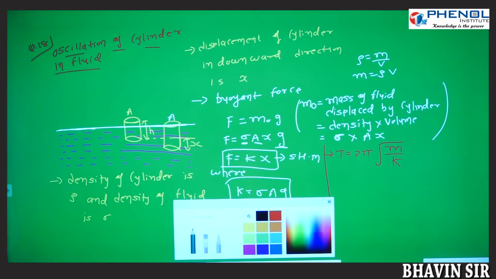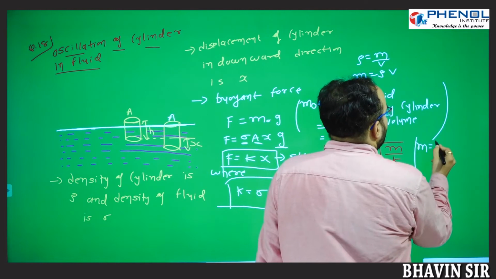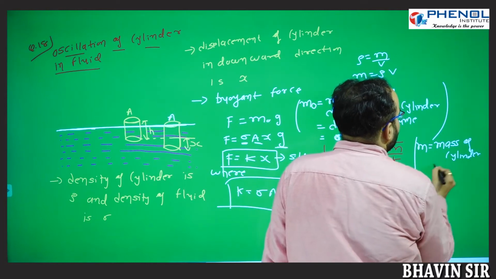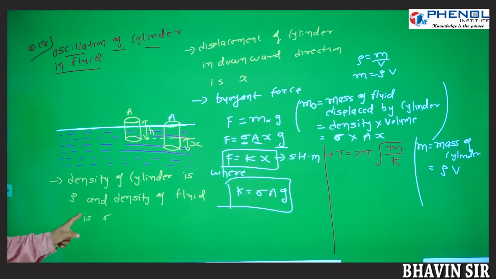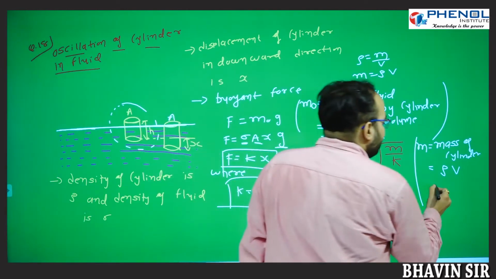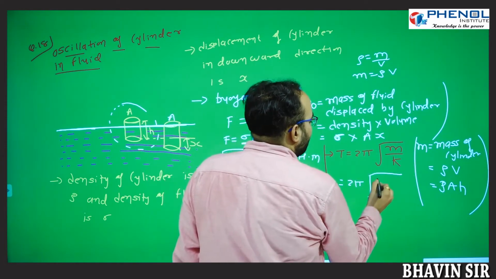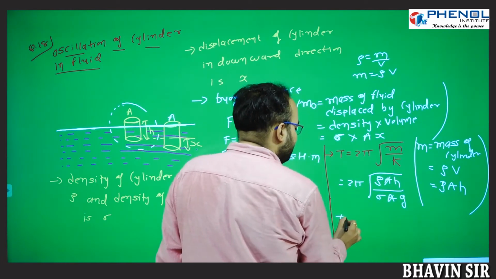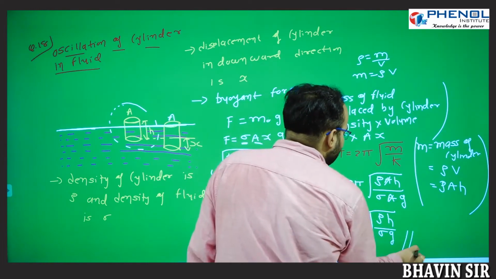But now we want to find mass. That is mass of cylinder. M is what? Mass of cylinder. Again, mass is equal to density into volume. But now this is the mass of cylinder, so we consider density of cylinder. And what is the volume of cylinder? Area into height. Chalo, so 2 pi under root rho Ah by sigma Ag. A cancels, so what is the time period? Rho h by sigma g.